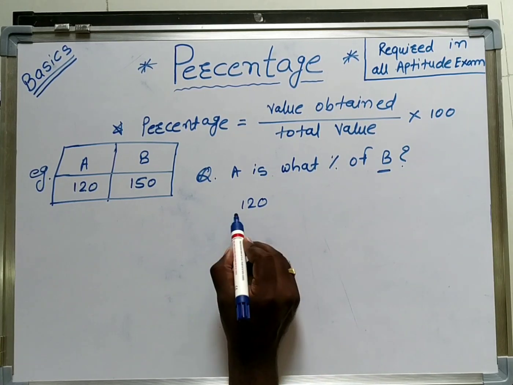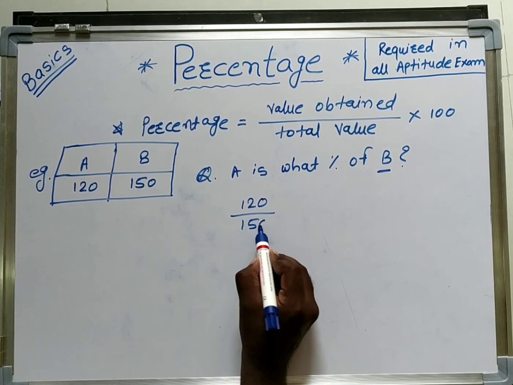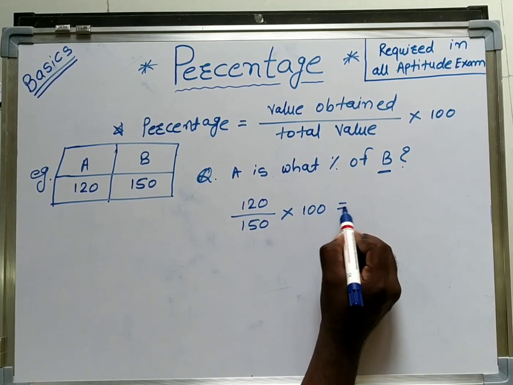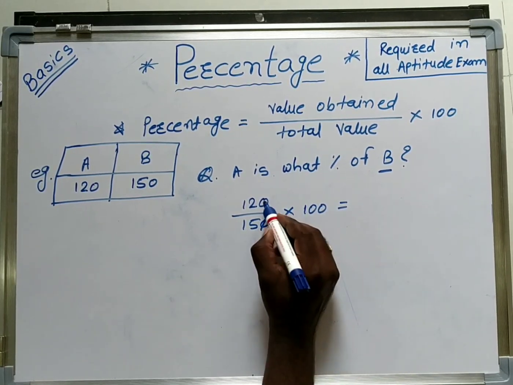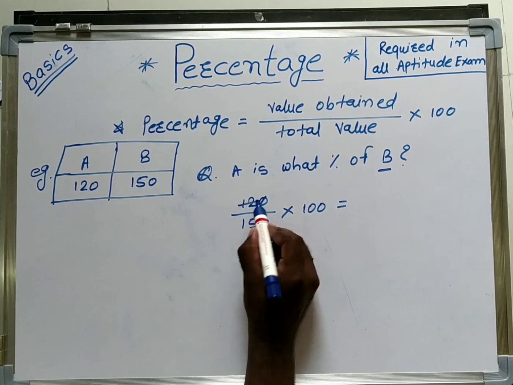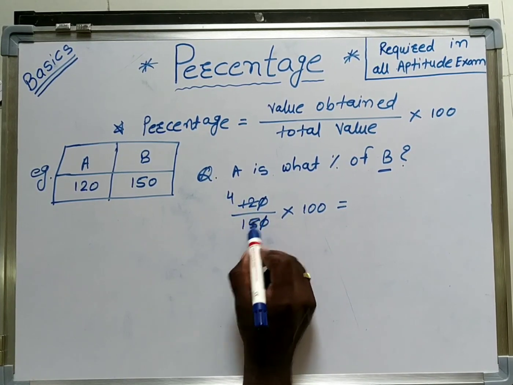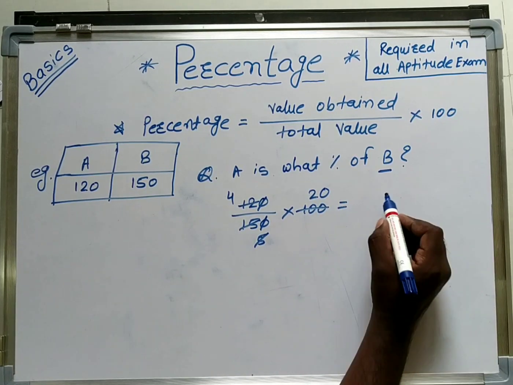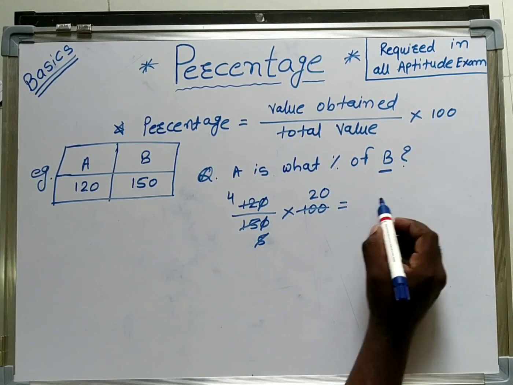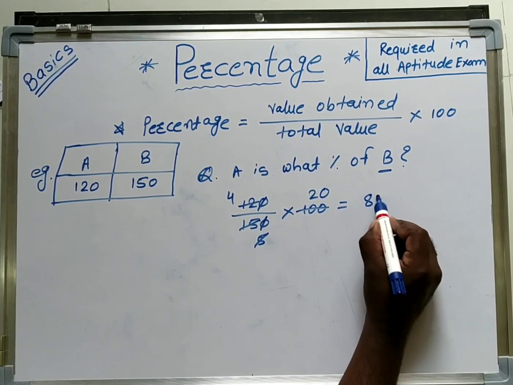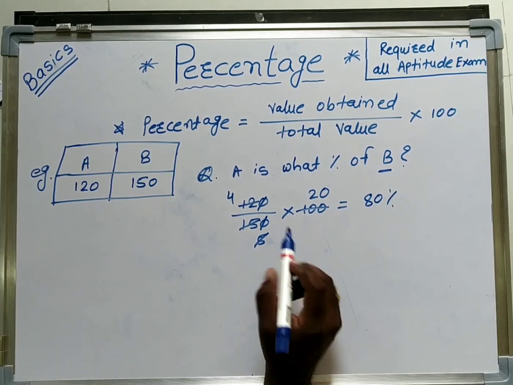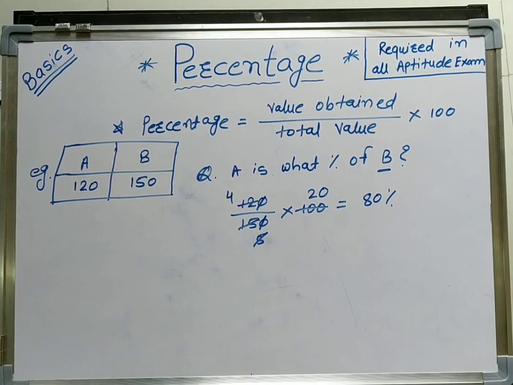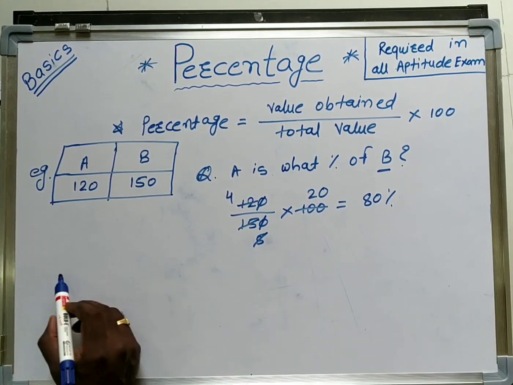Of B means B goes to the denominator, multiplied by 100. So the zeros get cancelled. 3 4s are 12, 3 5s are 15, and 5 2s are 10, 5 zeros are 50, that is 24s are 80%. Means A is 80% of B. Now the next question.